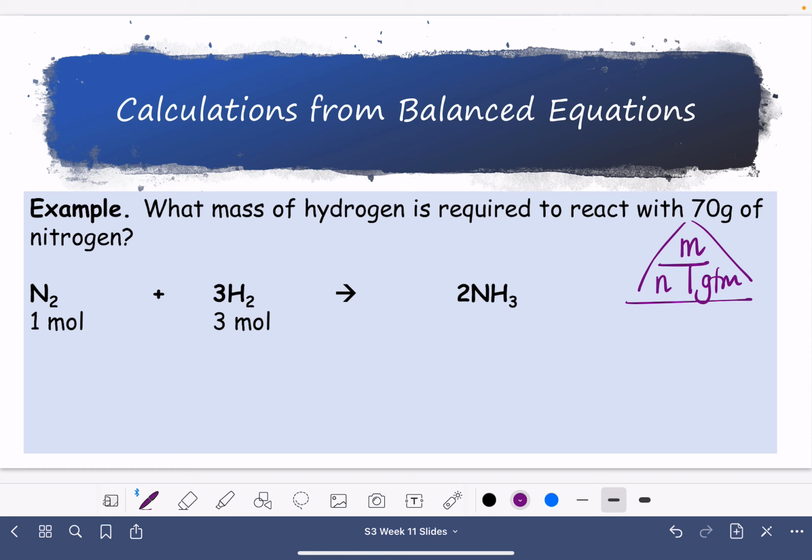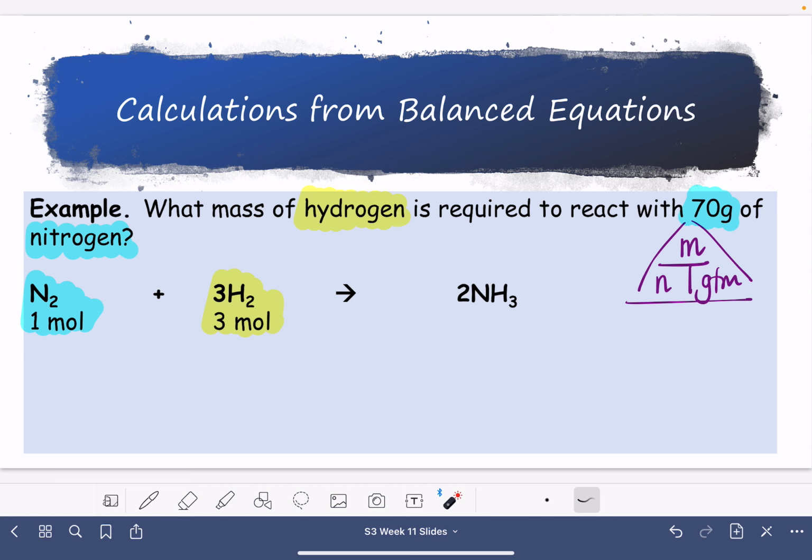And I'm going to use that triangle whenever I need to work something out, okay? Now, the equations are all balanced in these examples, and we need to just make sure that we know what the mole ratio is. So in this example, I'm going to get the highlighter out. What mass of hydrogen, so here's the hydrogen, is required to react with 70 grams of nitrogen? Okay, there's the nitrogen. So the balanced equation tells us that 1 mole of nitrogen reacts with 3 moles of hydrogen.